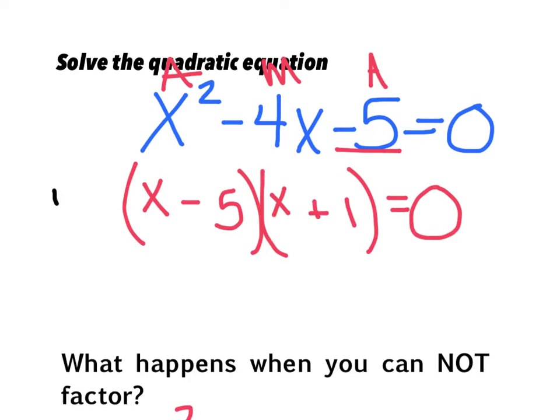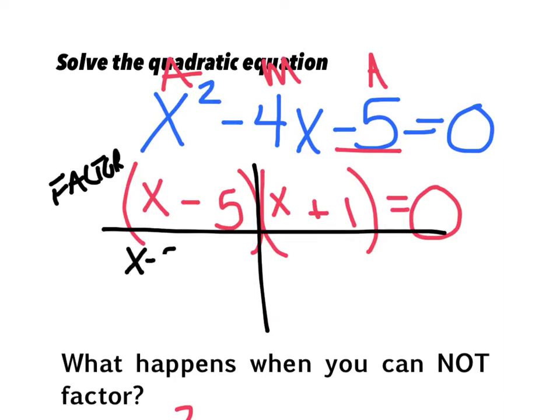Now, if I stop there, I've only talked about the word factor. When it says solve, I actually have to go a step further and tee it up. And I just simply said each side equal to 0. So here I would get x equals 5. And here I would get x equals negative 1.